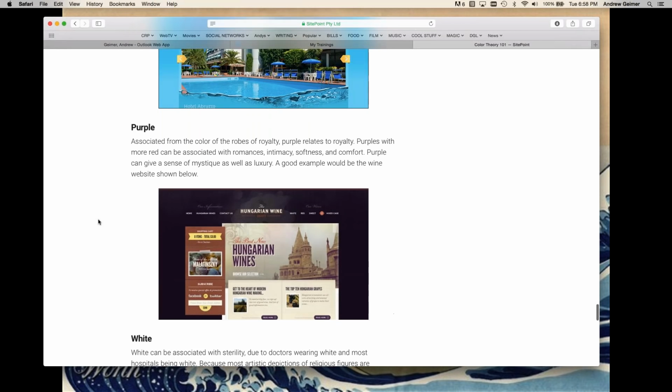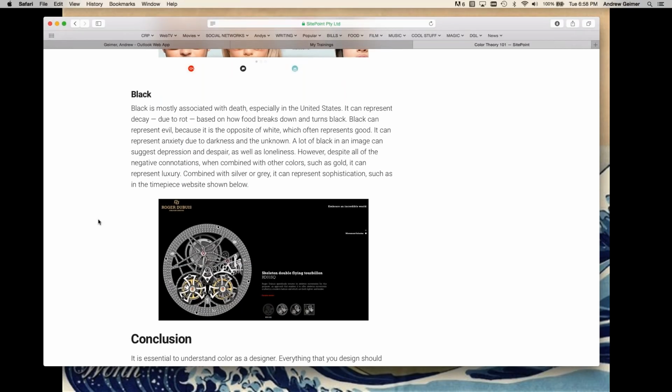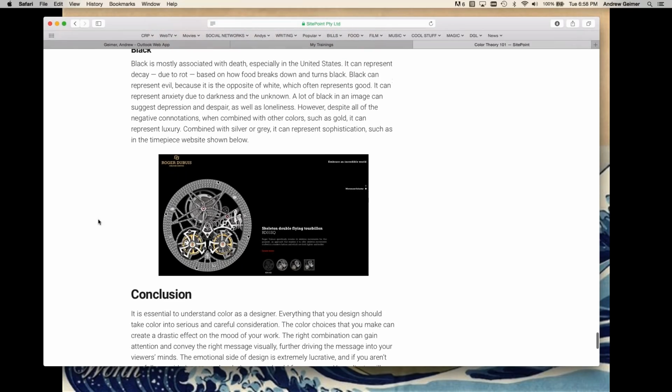Same as green and blue and purple, and even the default slide colors that I know you guys like, simple white and black. Even those things, the color white is associated with a lot of things. Same as with the color black. Mostly associated with death because it represents decay due to rot. Black can also represent evil. It can represent anxiety due to darkness and the unknown. However, when you combine it with colors like silver or gray, it can represent sophistication, such as the image that's shown beneath it.